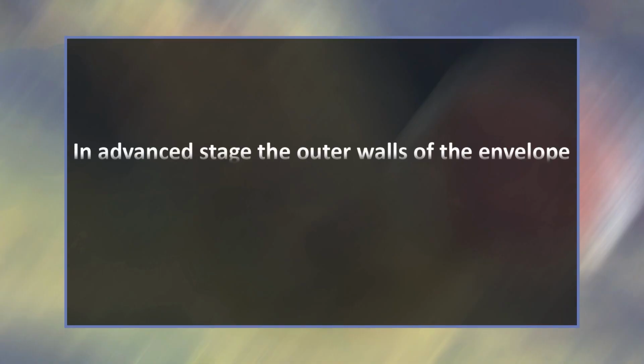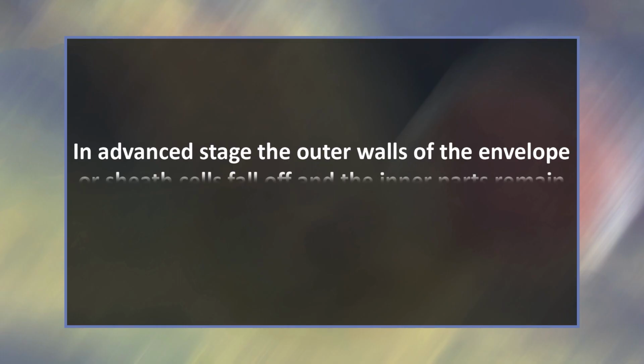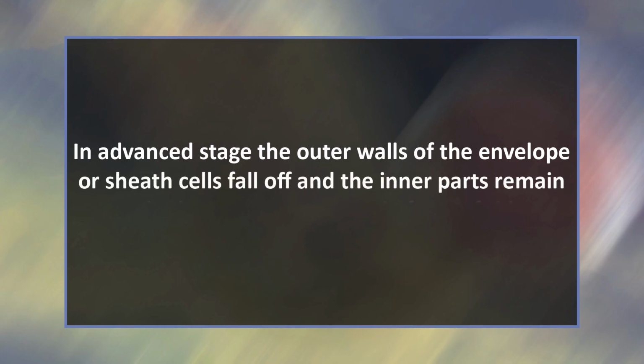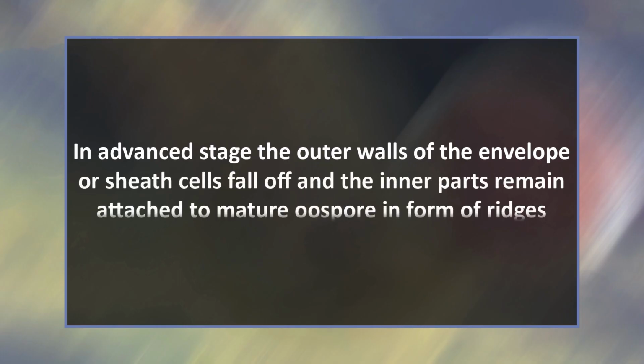On maturity of the oospore, the inner walls of the tube cells get thickened, suberized and silicified. The oogonial as well as oospore walls become thick. The oospore nucleus moves towards the apical region. In advanced stages, the outer walls of the envelope or sheath cells fall off and the inner parts remain attached to the mature oospore in the form of ridges.